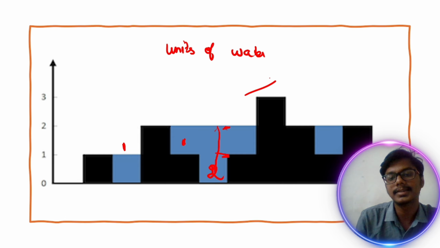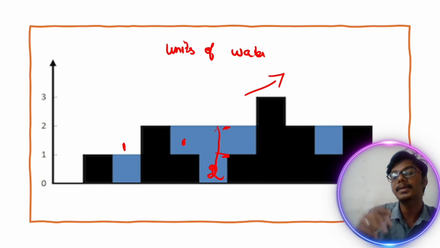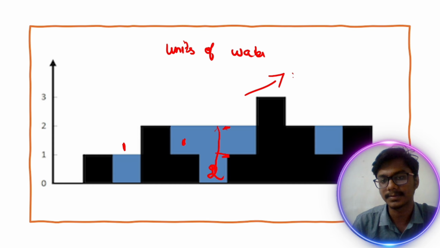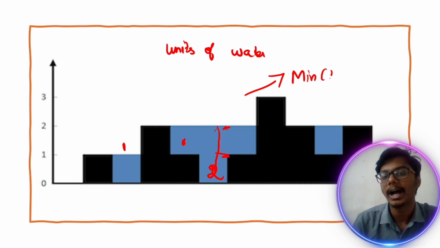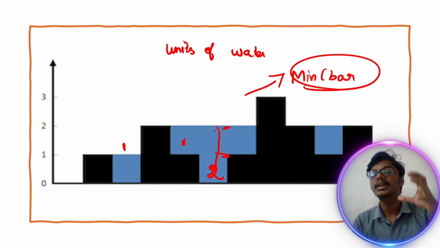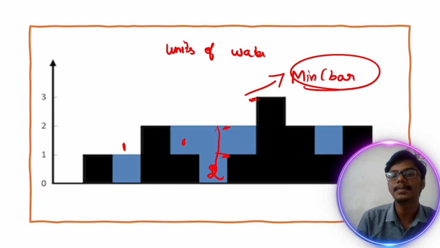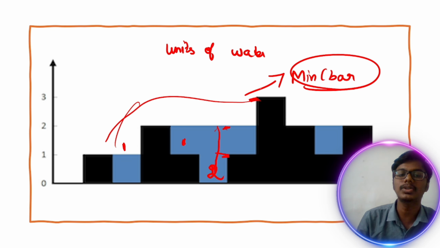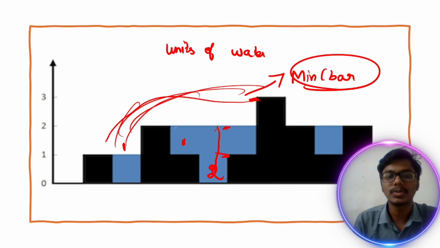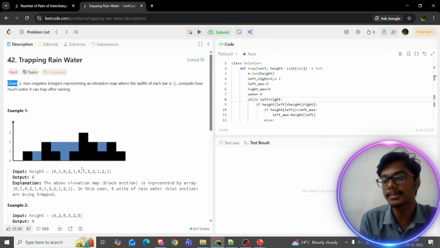So for this, I came up with a formula. What is my formula? The water that can be stored depends only on the minimum of the bars. Right? I'm simply noting that the water that can be stored depends only on the minimum of the bars. If the water stored depended on the highest bar, the water may spill down, right? So that's what we want to find in this question. They are giving non-negative integers. We want to find how many units of water can be stored.